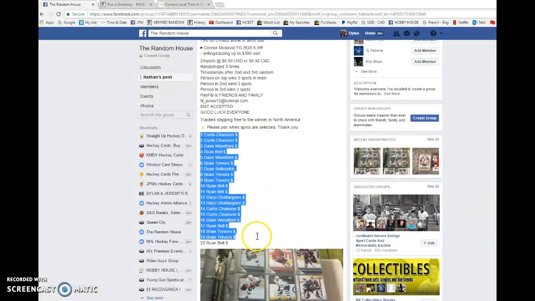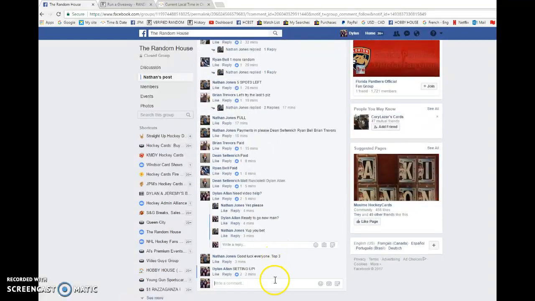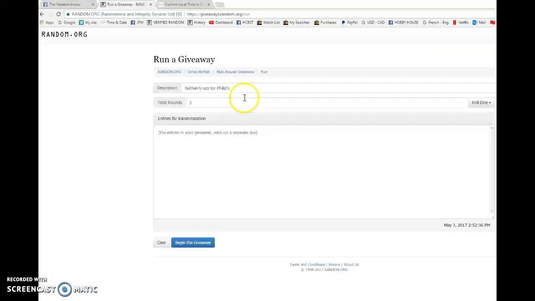So top three win. Curtis is in spot one. Ryan, you're in spot 20. We're going to copy the list and get this started. So best of luck, guys. Everyone in the razz, Phillips.